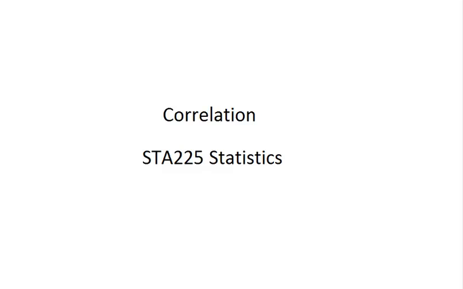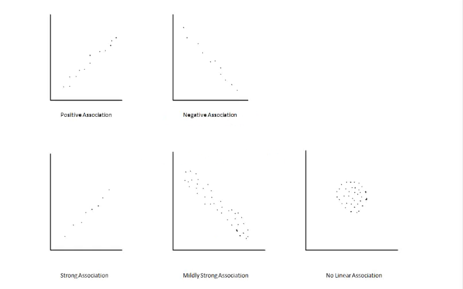In this video, we're going to talk about correlation, and then we're going to look at how to calculate it by hand. A little bit about correlation: it is the measure of the direction and strength of the linear association between quantitative variables. So in this first graph we have a positive association.